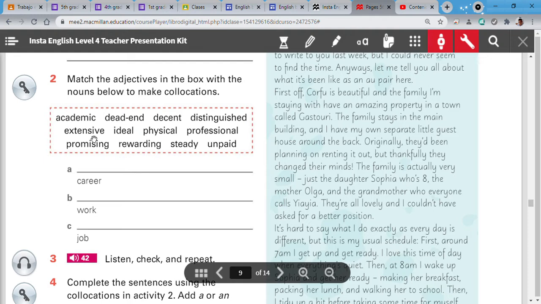No, the idea is not that the teacher is going to give you all the answers. You need to look for the answers so that you can remember. If you don't do it, well, that's going to be very easy and you forget it. Okay, so be careful. What about physical or professional? What about promising, rewarding, steady, or unpaid?